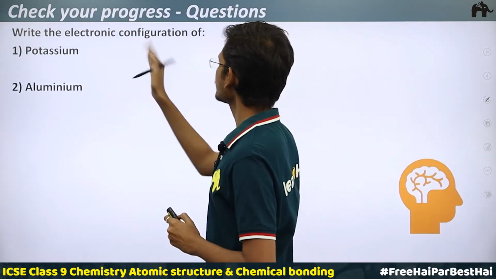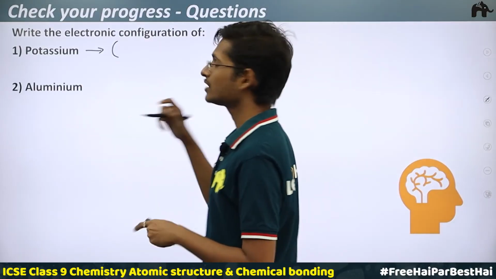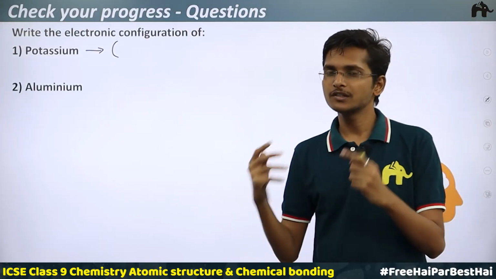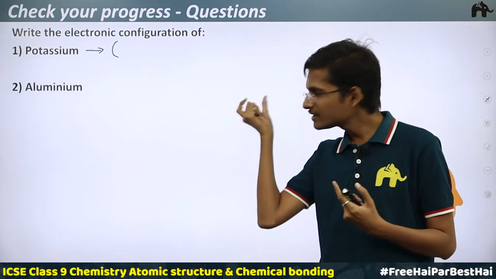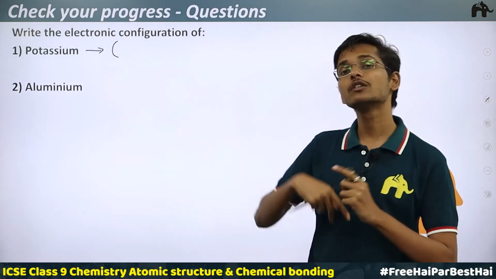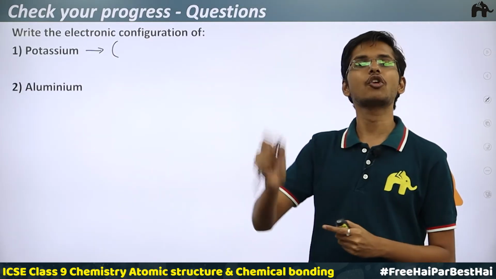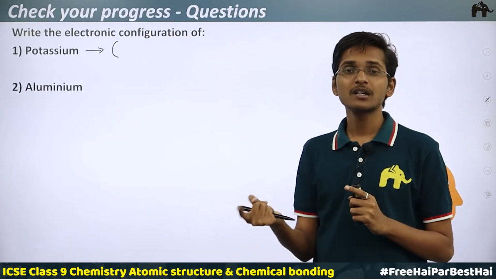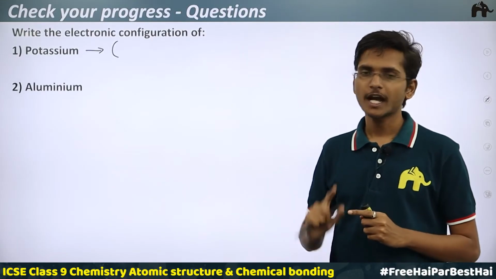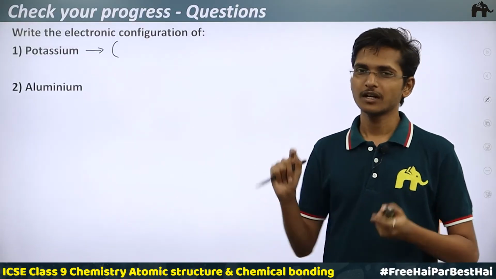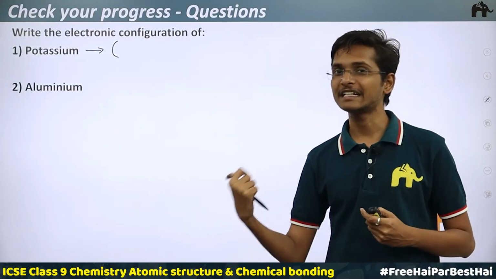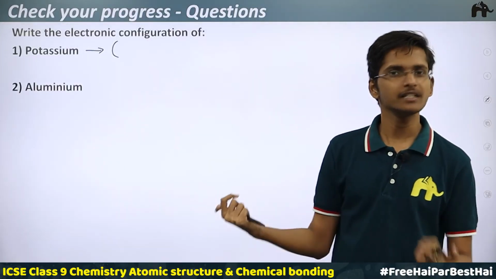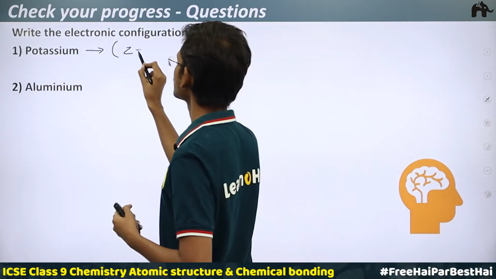For potassium's electronic configuration, first of all we need to find out the atomic number. You already remember the names of the elements having atomic numbers from 1 to 20, and you know potassium comes in those names, right? Potassium is the 19th element, so the atomic number is 19. So Z is equal to 19.